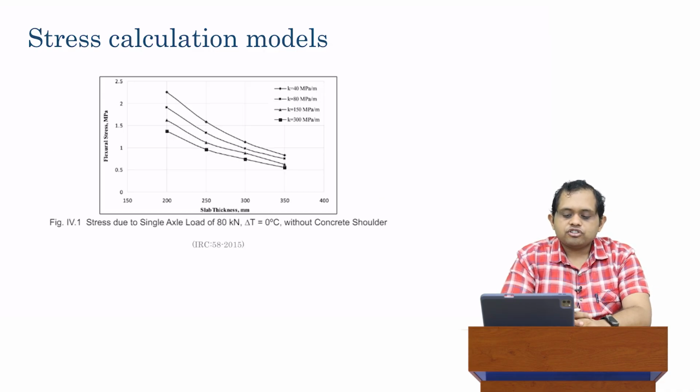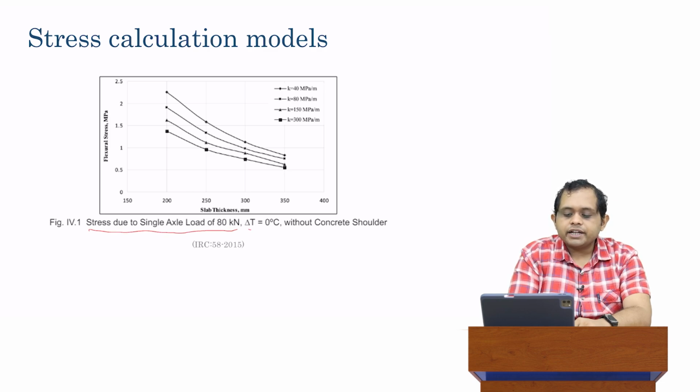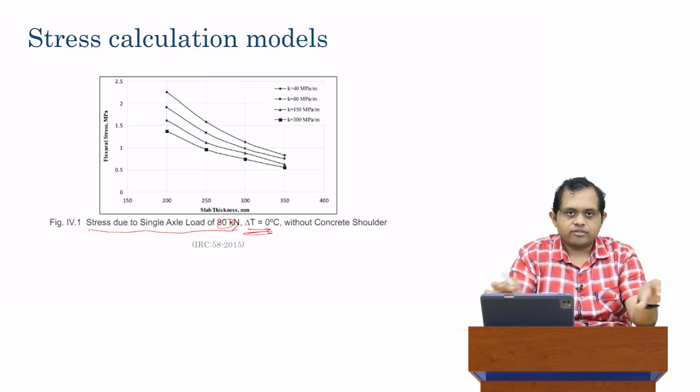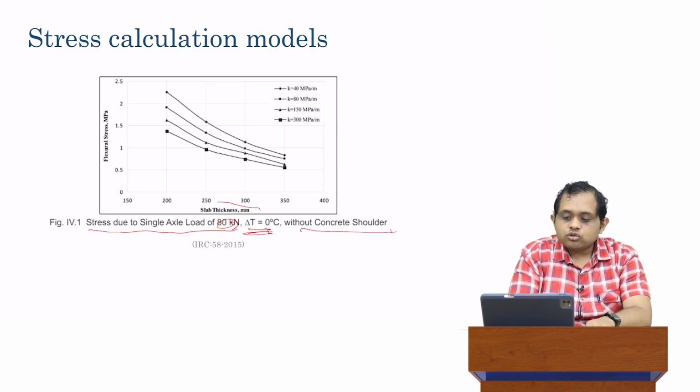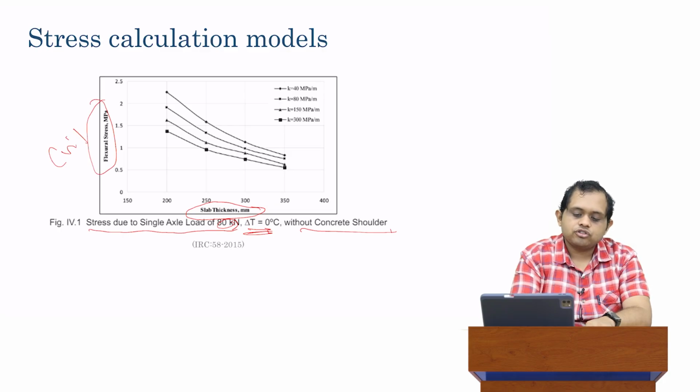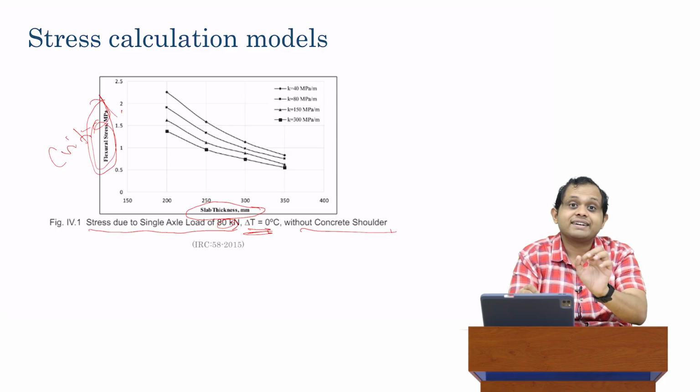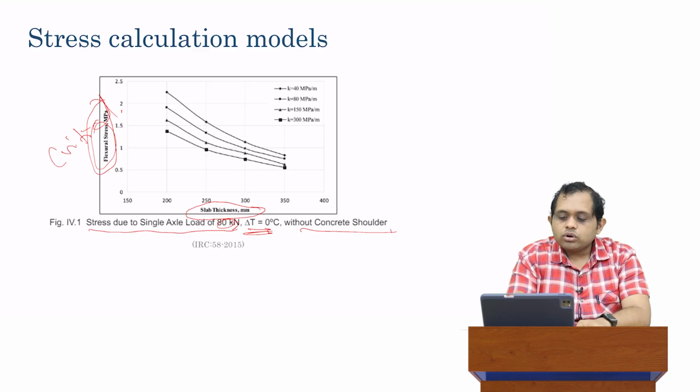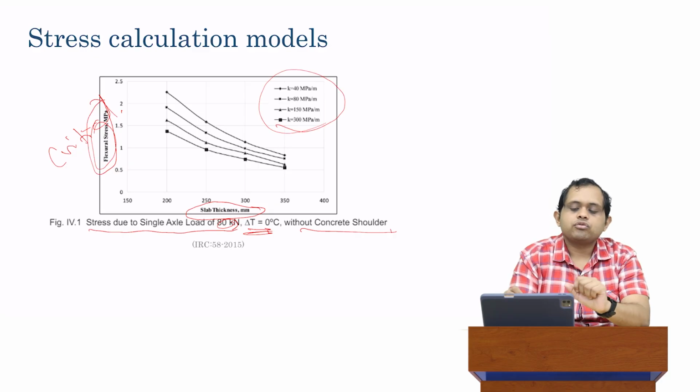Here is an example of a chart. There are actually many charts, but one example is stress due to single axle load, 80 kilonewtons, delta T equal to 0, so you have a flat slab without concrete shoulder. If you look at it, on the x-axis you have slab thickness, on the y-axis you have the critical flexural stress. And then you have 4 lines for different K values for the subgrade.